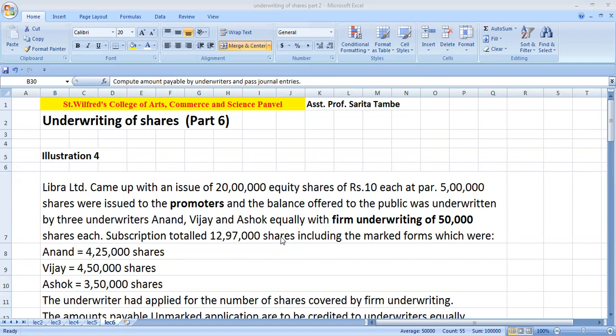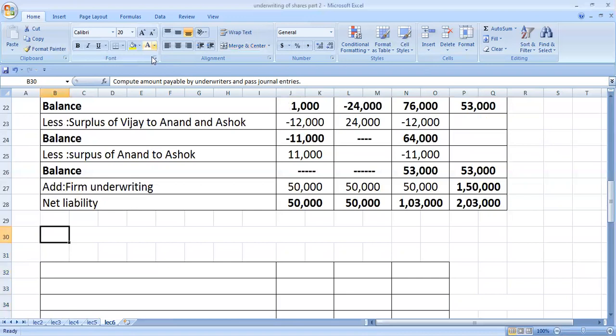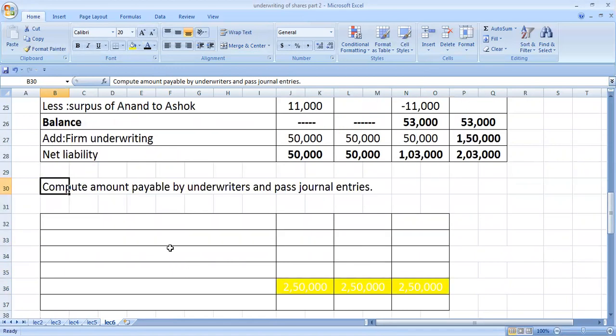Libra Limited. So how will the question be asked? Compute the amount payable by underwriters and pass the necessary journal entries. So how much amount is payable by the underwriter to the company? ये हमें find out करना है, right? So for finding out this, first again you will have to make a small statement here.